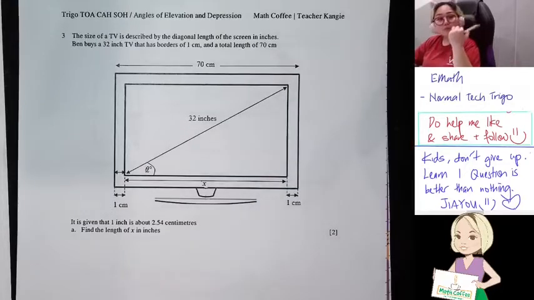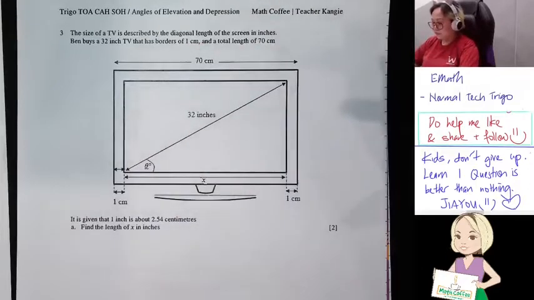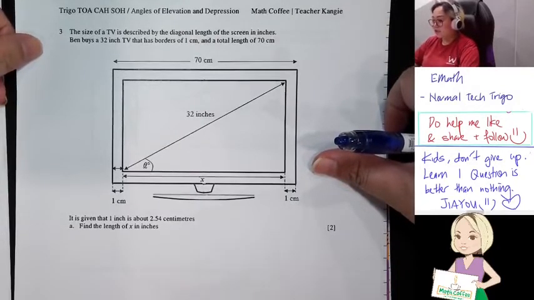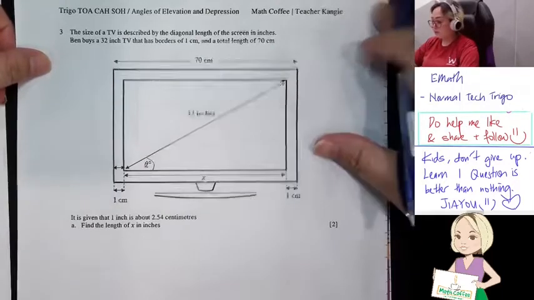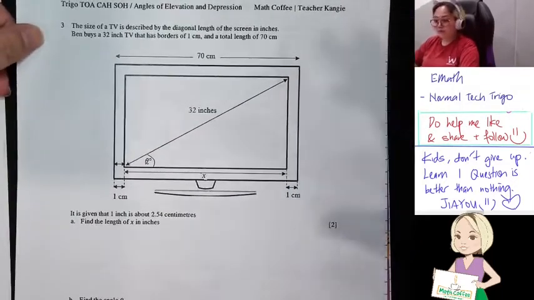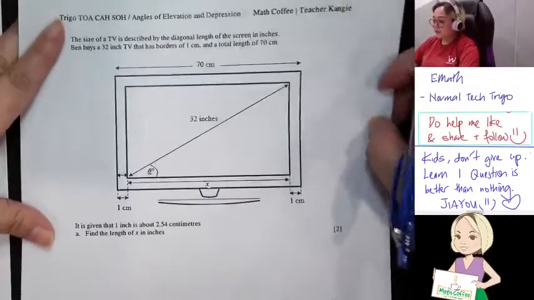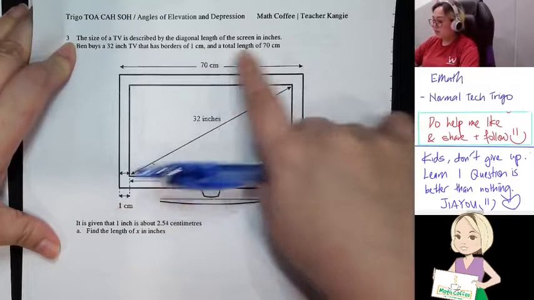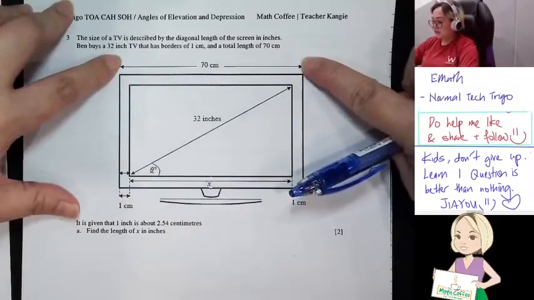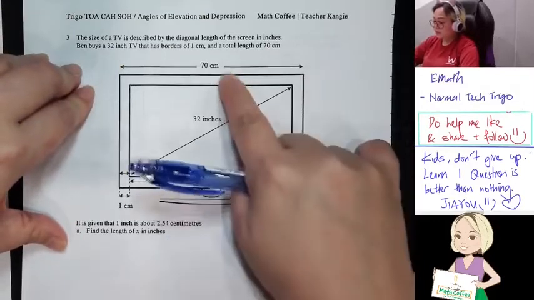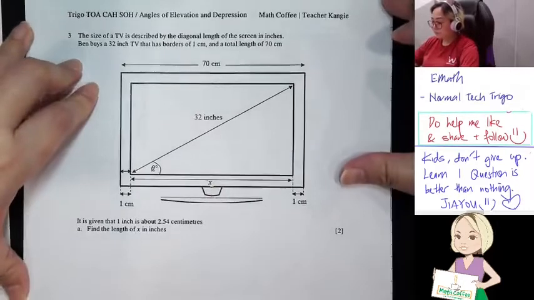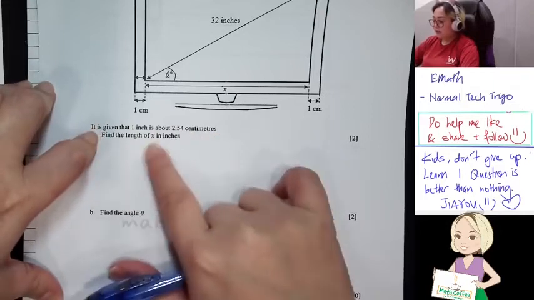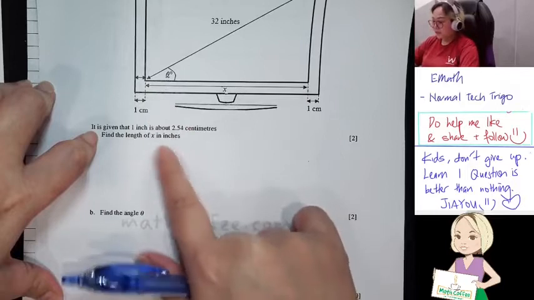No problem. Okay, so over here, let's take a look. Yes, angles is your favorite topic, but today we're going to do Trigonometry, TOA CAH SOH. It's also related. Trigo is also one of my favorite topics. So now let's take a look. Ben buys a 32-inch TV that has a border of 1 cm and a total length of 70 cm. They say the border is 1 cm, that means 1 cm here, 1 cm here, 1 cm here, 1 cm here. Given that 1 inch is about 2.54 centimeters, they ask you to find the length of X, which is here, in inches.